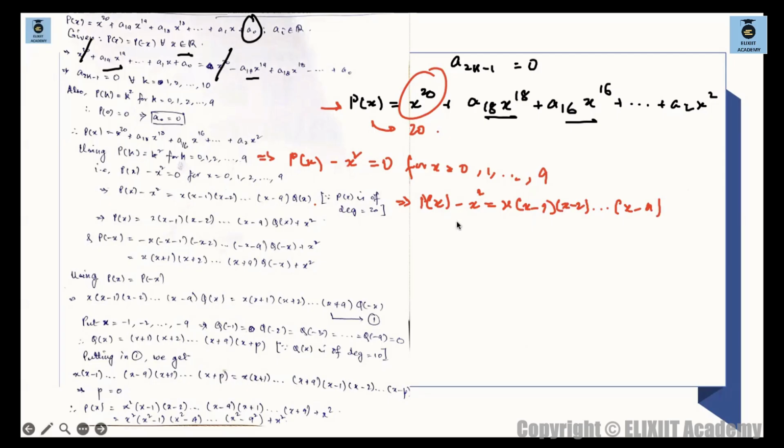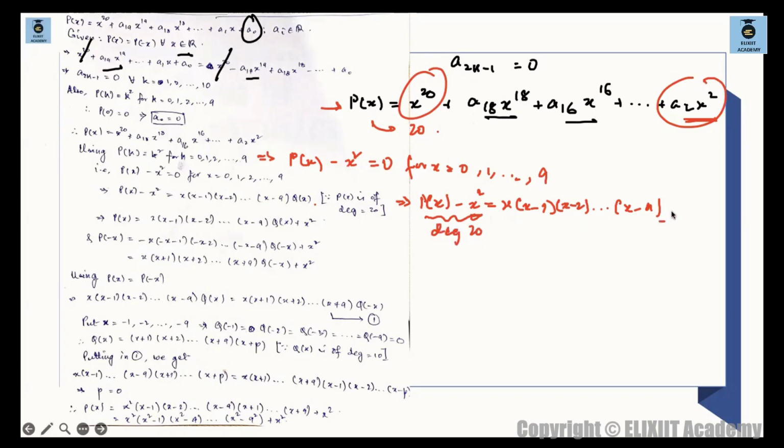Also, P(x) is a monic polynomial, and we are subtracting x square. So what are the changes here? The leading coefficient won't change. Only this term will change. So the degree won't be affected at all. This polynomial is still of degree 20.